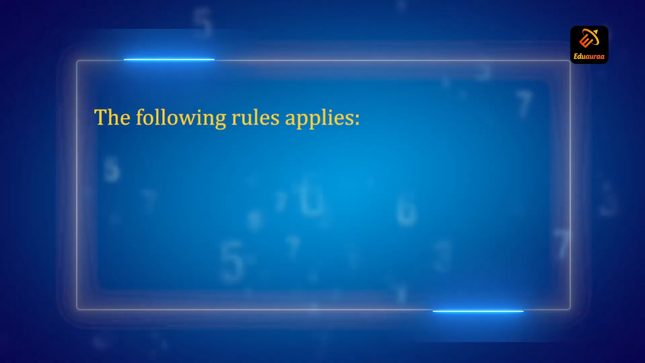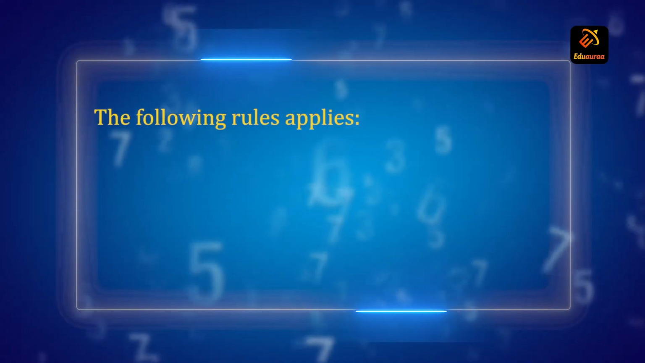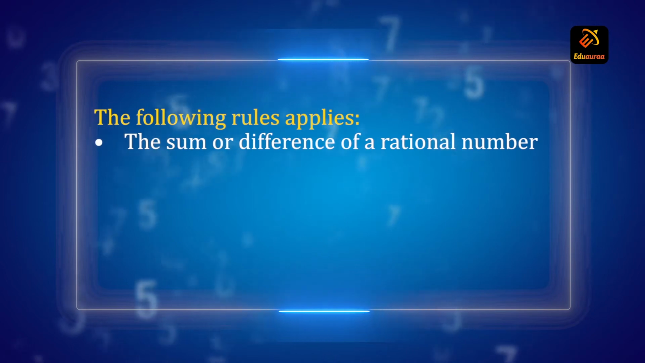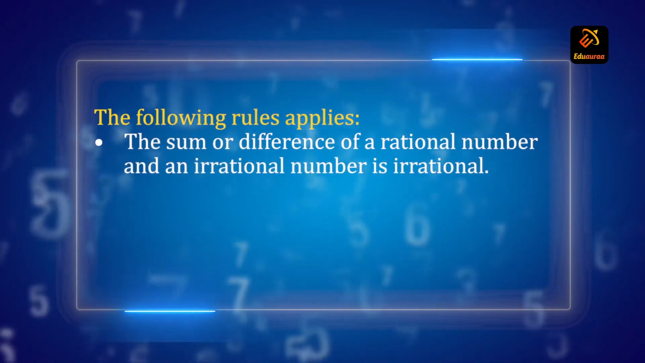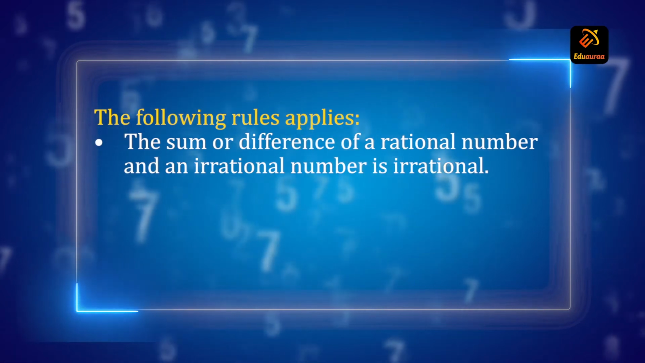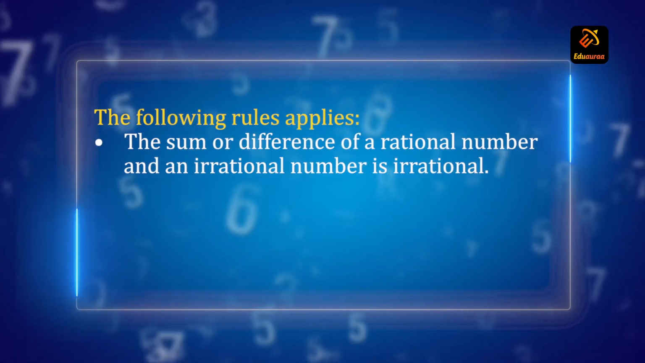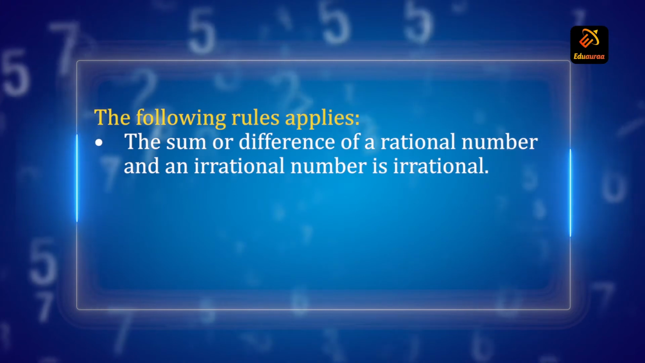Now students, we will look at operations on real numbers. The following rules will apply. The sum or difference of a rational and an irrational number is irrational. So rational plus irrational is irrational, and rational minus irrational is irrational.